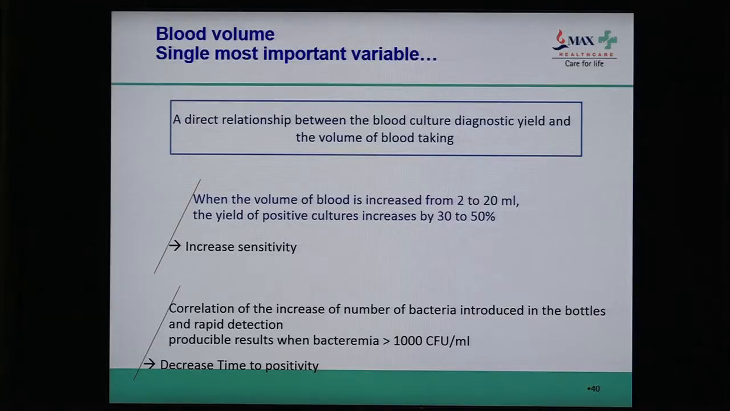I think you were asking about this, no? Increased sensitivity: the correlation of increased number of bacteria introduced into the bottles and rapid detection produces results with bacteria at more than 1000 colony forming units per ml, and decreased time to positivity. See, in our study, any culture positive has a minimum 10 to the 3 colony count. Even normal routine cultures come positive only if there are bacteria at 10 to the power 3.